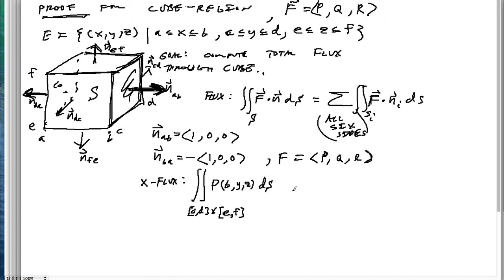Okay. And then we also have to subtract from that, because this is the negative there. It's going to be P evaluated at A times y, z, dS. And it's again going to be over the same square, right? It's going to be over CD Cartesian product with EF. Okay. So clearly this looks like a fundamental theorem of calculus here.